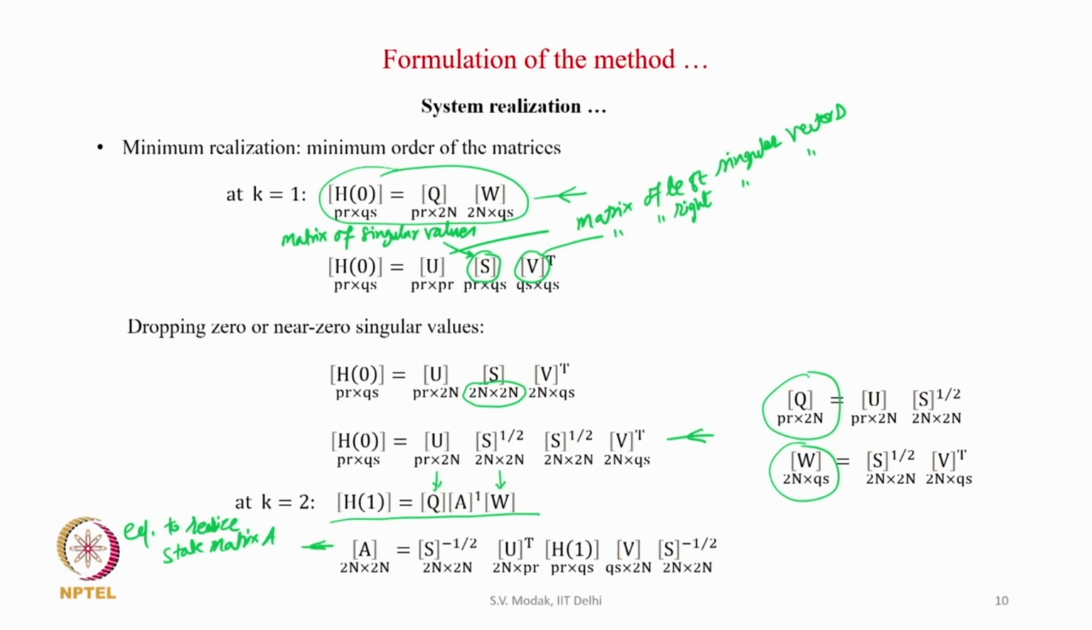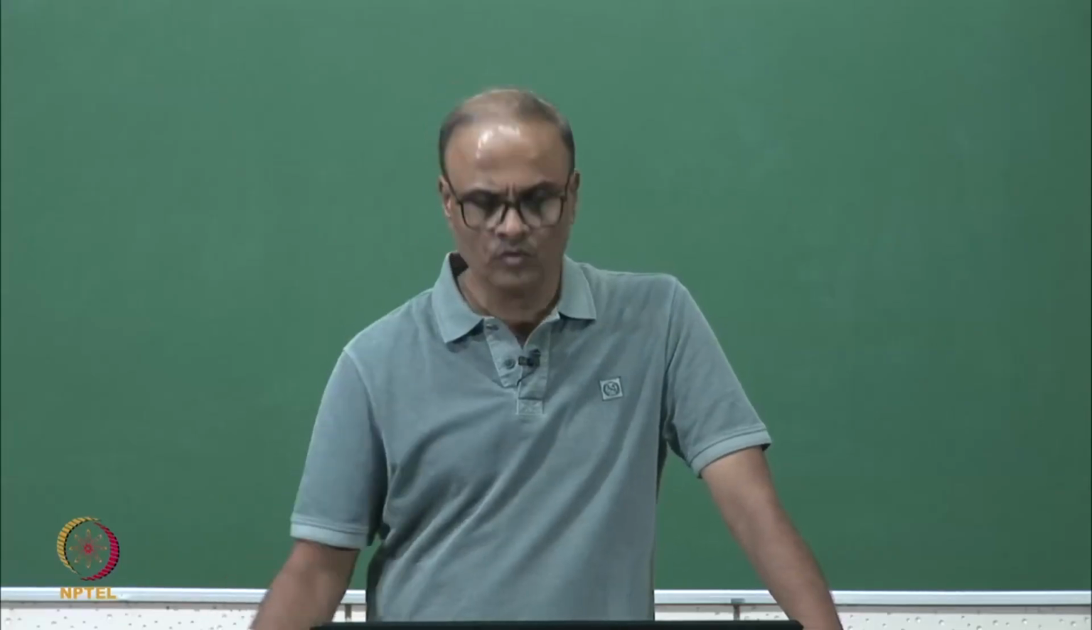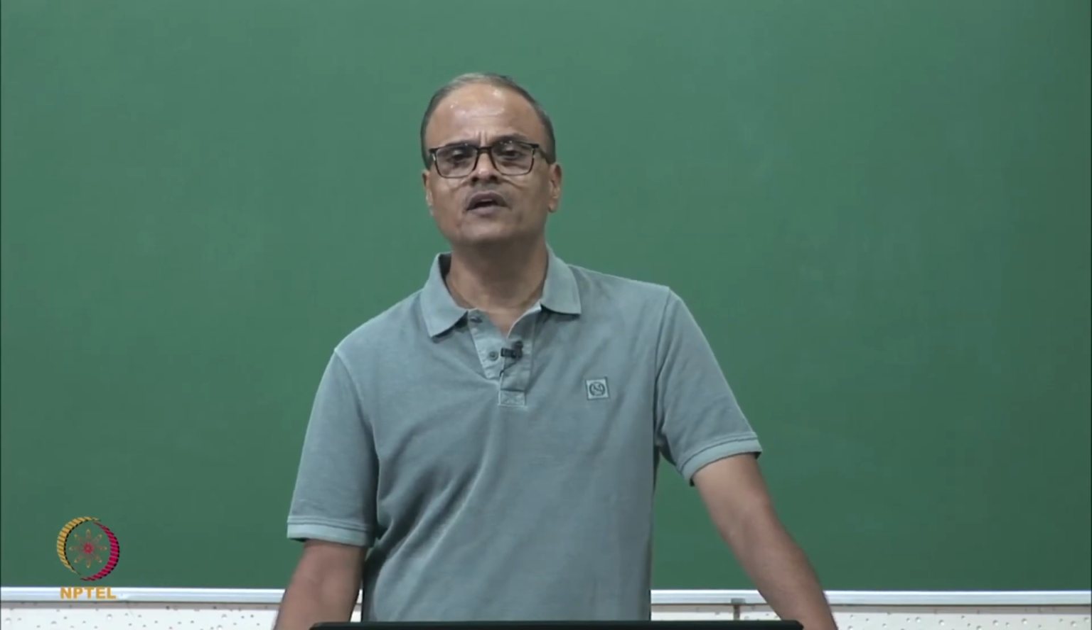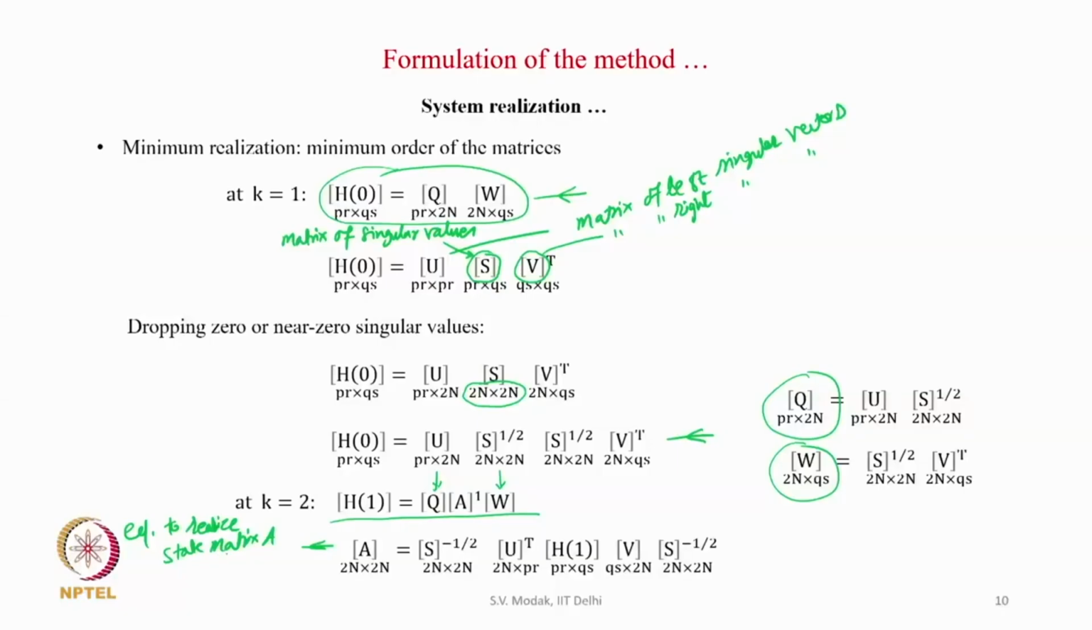Once the state matrix is obtained, the question is how do you obtain the modal parameters. Now this state matrix we have realized is in discrete space. This is the equation to realize the state matrix, and this matrix A here is in discrete time.